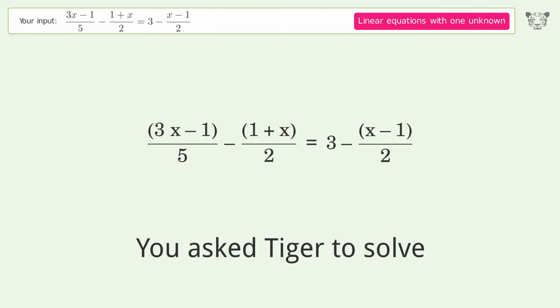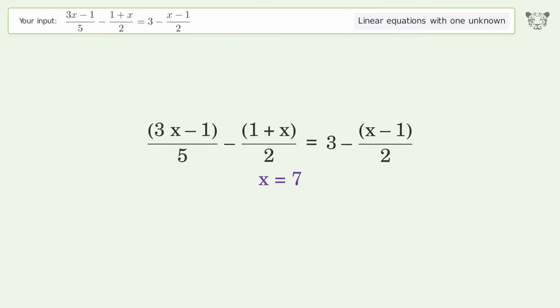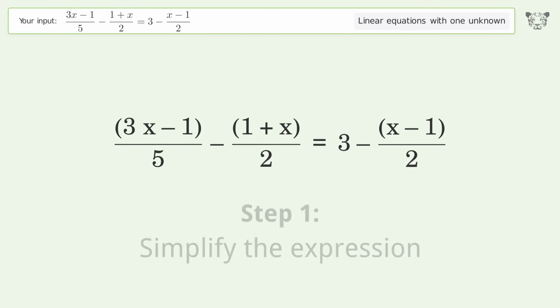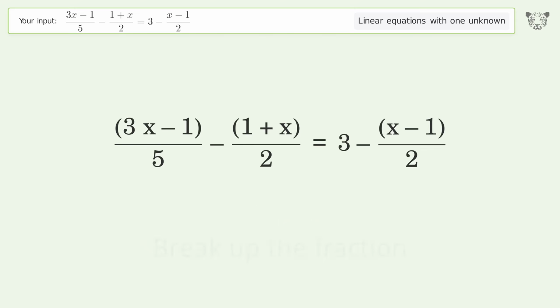You ask Tiger to solve this. This deals with linear equations with one unknown. The final result is x equals 7. Let's solve it step by step. Simplify the expression. Break up the fraction.